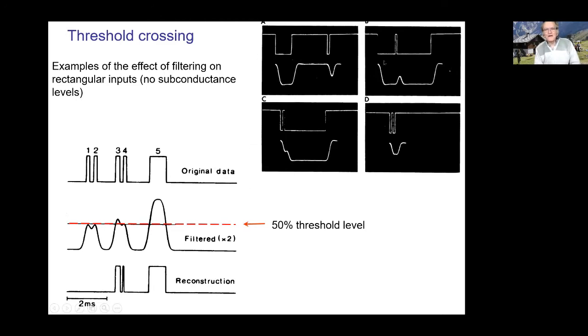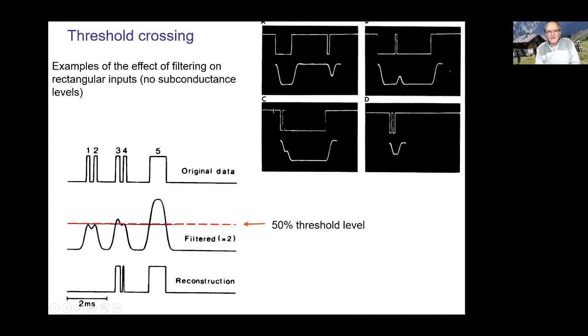Here are some actual records. In this top one, we see a long opening downwards this time, and then a short opening. And this is what it looks like when it's filtered below. Here we see a long opening, a short shutting, and then another long opening, and then a shutting. So the short shutting is very attenuated in amplitude, again, because of the filtering.